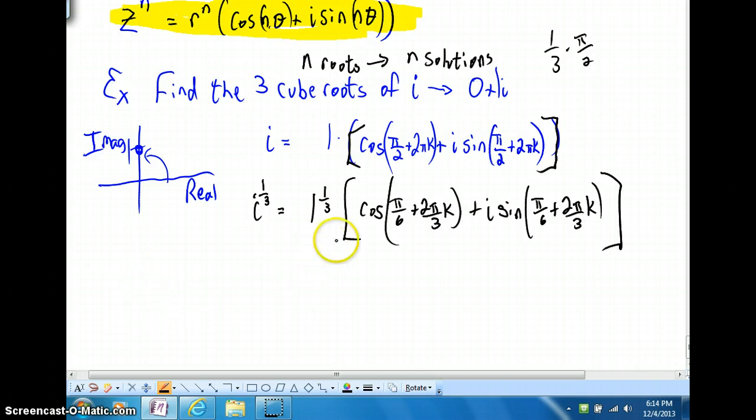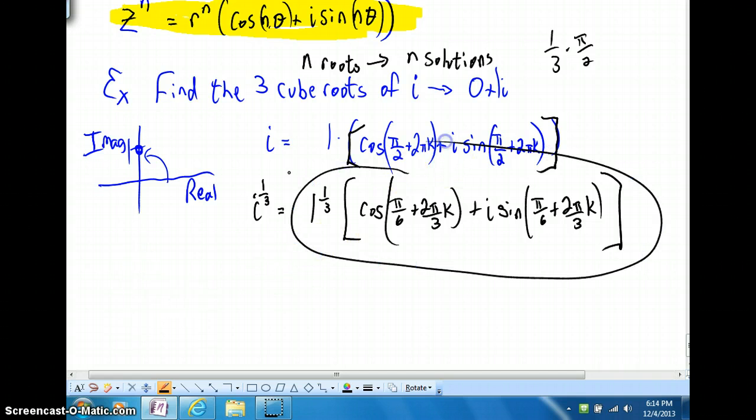So very quickly, I'd like for us to just investigate what's happening here. If k is equal to 0, well, that's maybe one of the easiest things. And by the way, 1 to the 1/3 is just a 1. We'd be at cosine of pi over 6 plus i sine of pi over 6.